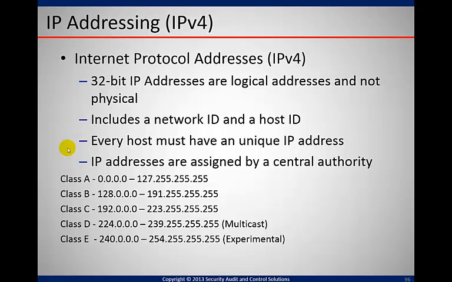As you can see there, class A is from 0 to 127.255.255.255, class B 128.0.0.0 to 191.255.255.255, class C is 192.0.0.0 to 223.255.255.255. Then class D is my multicast address from 224.0.0.0 to 239.255.255.255. And then finally class E, which is experimental, 240.0.0.0 and up to 254.255.255.255.